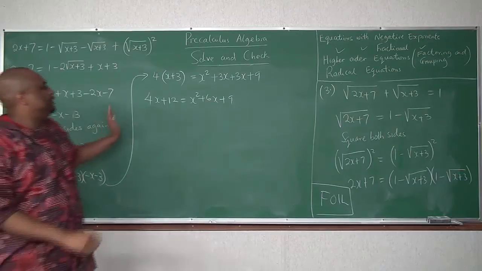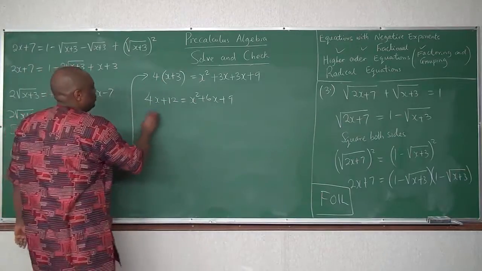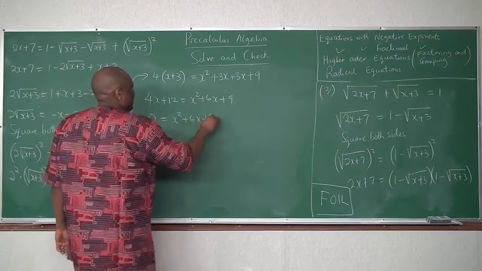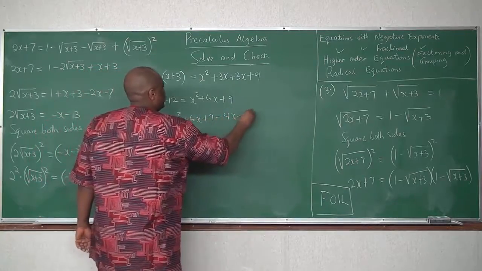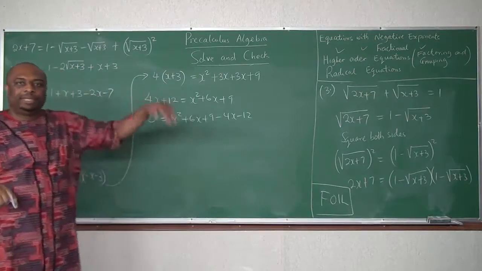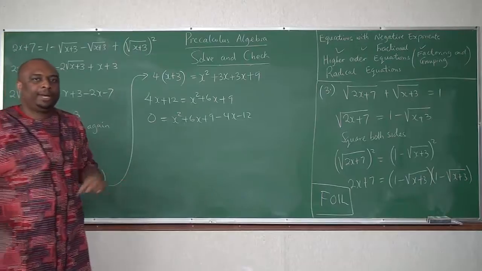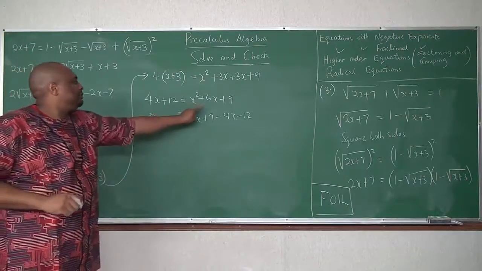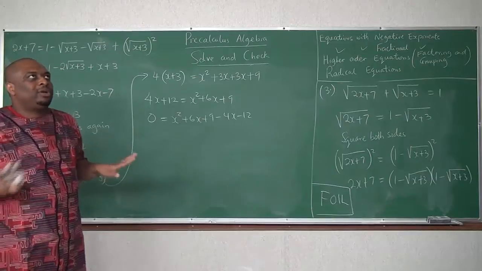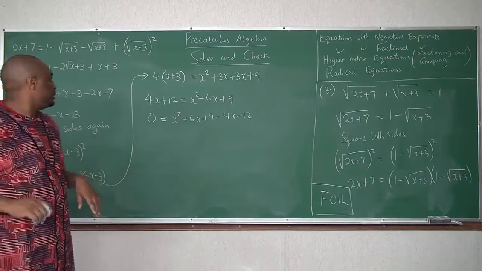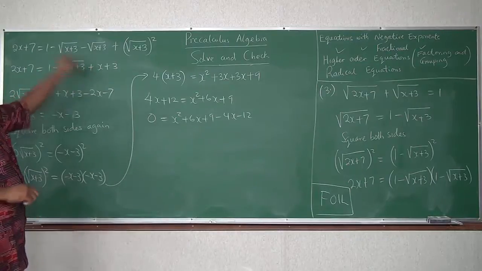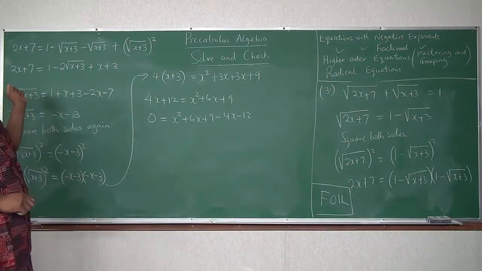Right? Let's move everything here. So 0 is equal to x squared plus 6x plus 9 minus 4x minus 12. I don't like dealing with negatives. That's why I moved it. And later on I will swap it. Because if I move it over here, this will be minus x squared. So try to avoid dealing with negatives. Okay? The same thing, that was why I saw negative here. I had to move it over here.